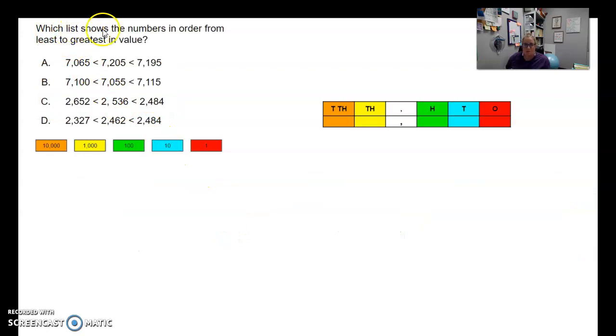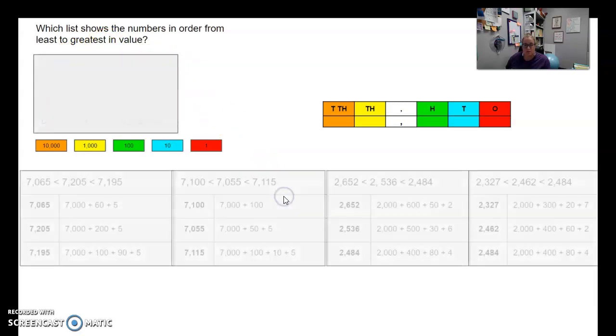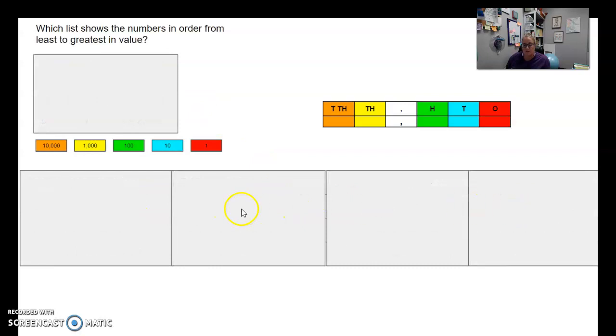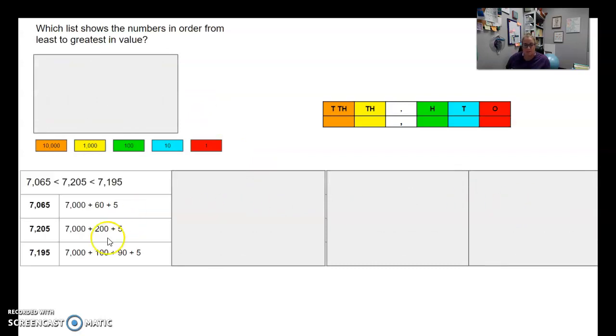This time it says which list shows the numbers in order from least to greatest in value. So this time we're going to go from smallest to biggest. Again, I have all of my answers and I'm going to set it up the same exact way. So I'm going to cover up my answer choices first. I have my 4 workspaces and I'm going to uncover them one at a time. So the first one says 7,065 is less than 7,205, which is less than 7,195. I made a mistake, but I fixed it.